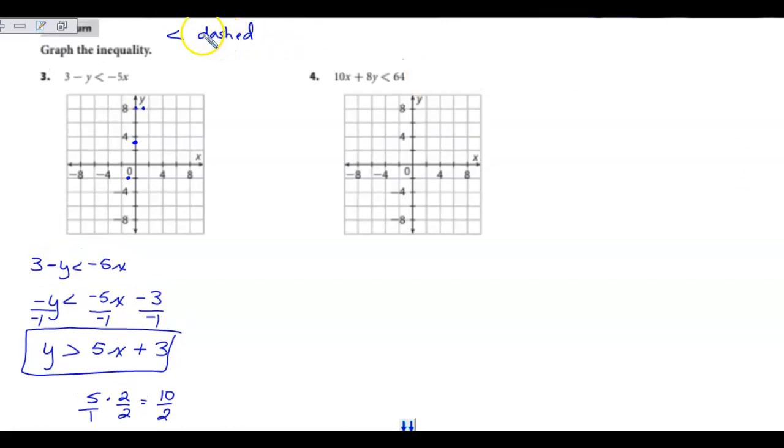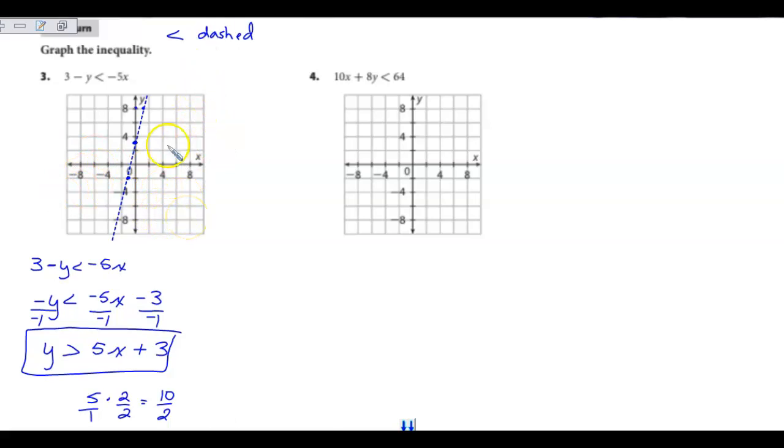So remember, we said it was going to be a dashed line. So when I draw my line, I want to make sure that it's not solid. And there's our line. Now we have to decide, are we shading the left side of the line or are we shading the right side of the line? This is called the upper side. This is called the bottom side.